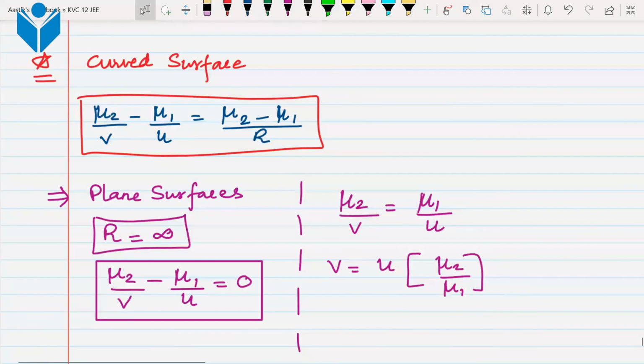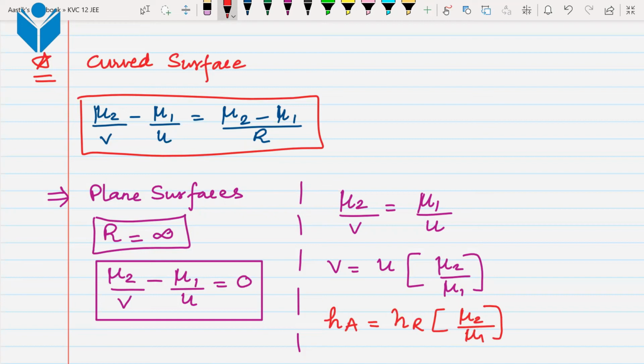So you can see, my dear friends, I take you back in the present. V is your apparent depth. Do we understand this? U is your real depth into mu2 divided by mu1. So this is the way you can remember any formula for plane surface from the formula on the curved surface. Do we understand this?